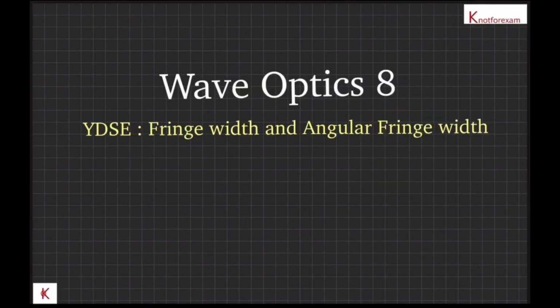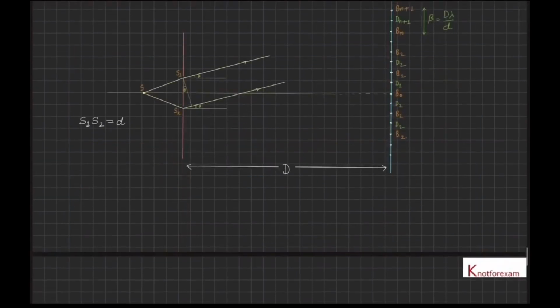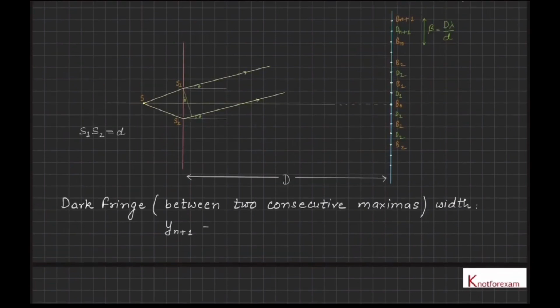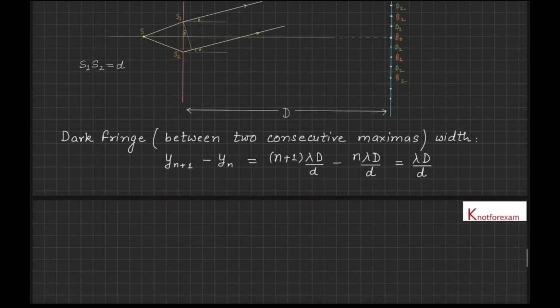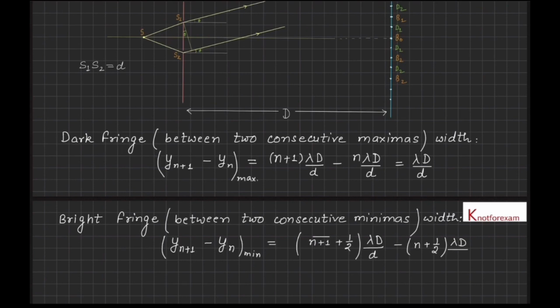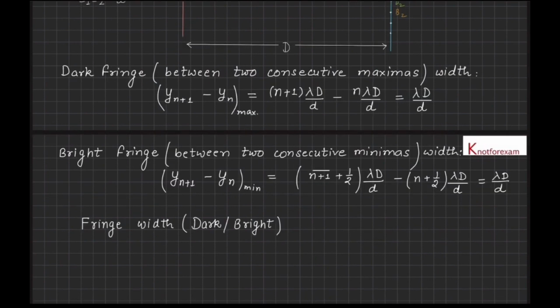We are going to discuss fringe width and angular fringe width in a typical YDSE experiment. Between two consecutive maxima there is a dark fringe, and its width is the difference in positions of two consecutive minima, that is (n plus 1) lambda D by d minus n lambda D by d, which is equal to lambda D by d. And between two consecutive minima there is a bright fringe having width (n plus 1 plus half) lambda D by d minus (n plus half) lambda D by d, that is equal to lambda D by d. Therefore, for a common YDSE, dark and bright fringes have the same width, equal to lambda D by d, and this is for d very much less than D, or theta tending to 0.